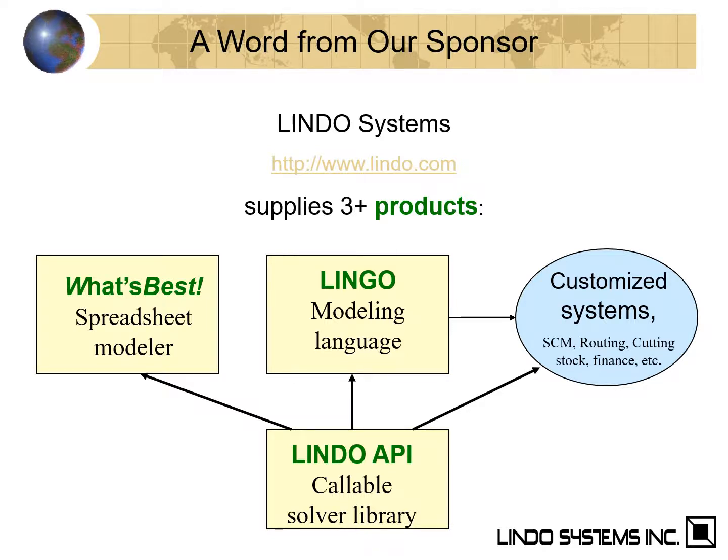For What's Best, the callable interface is VBA. For LINGO and the LINDO API, there are interfaces for all popular languages such as C, C++, Python, R, etc. The most typical customized applications are things like supply chain management models, routing problems of various sorts, including scheduling and sequencing, cutting stock problems in the metals and paper industries, and financial planning models in the finance industries.